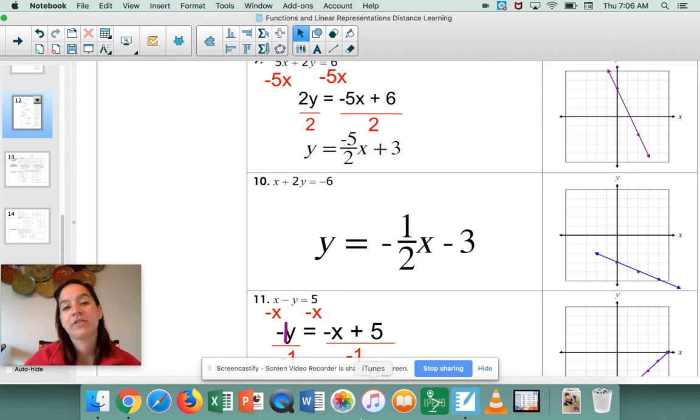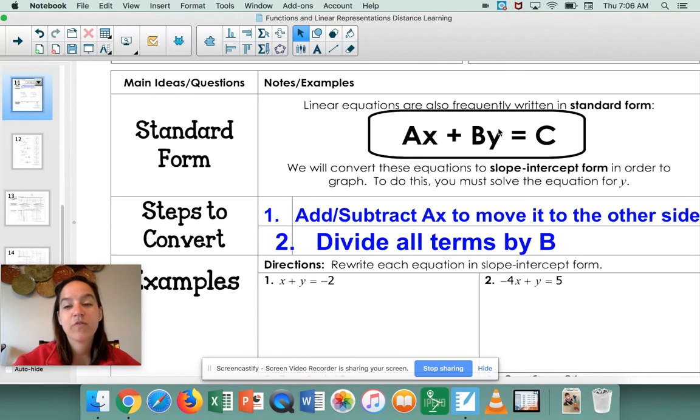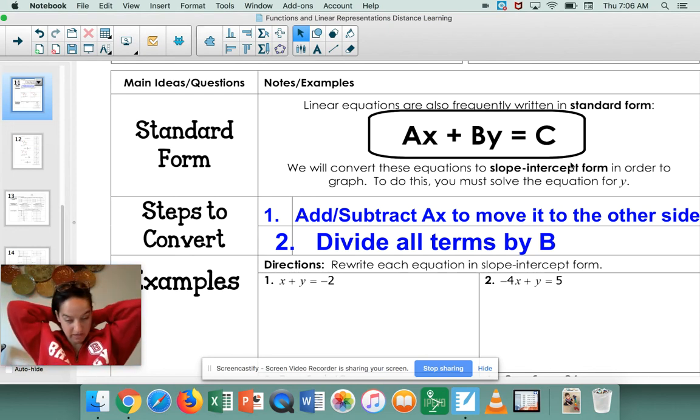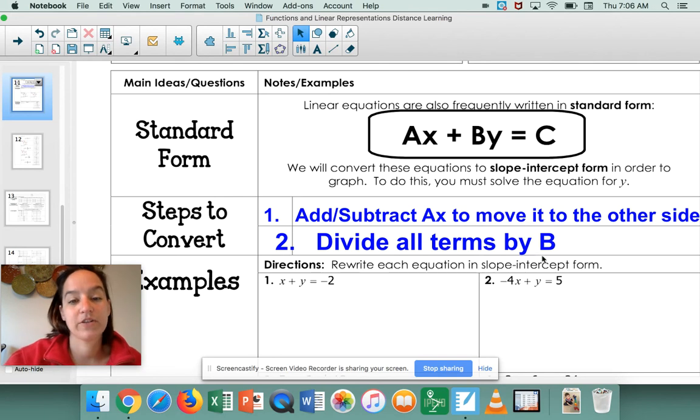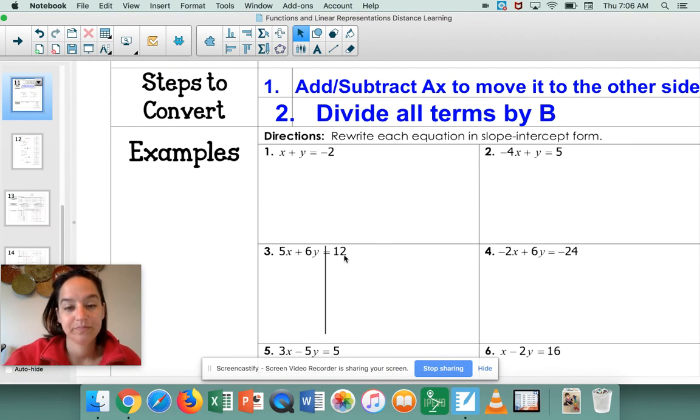All right, boys and girls, message me if you have any questions. Again, the main thing that we were doing today is we were changing our standard form into slope-intercept form. We were doing that by moving our Ax over and then dividing by B. The one thing we had to remember when we were dividing by B was that we had to divide every term on the other side. So that made my slope, and it also allowed me to get my y-intercept. All right, so that's about it.